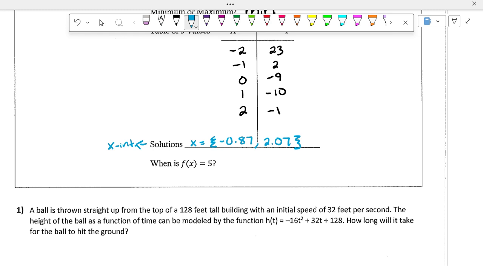Now, finally, f of x is equal to 5. So here's my question. Are we finding an x or y value? X. Because remember, f of x is the same thing as y equals 5. So who has a strategy for how we can use Desmos to find that?